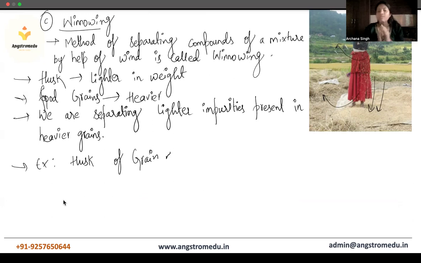For the separation of that, we are doing a process which is known as winnowing. See, in the diagram, as you can see, the lady is removing it by keeping it very high. When you are keeping it high and pouring, all the lighter particles will be collected at one place, and the heavier particles will fall at the bottom. Right? So this is used for separation of husk from the grain.